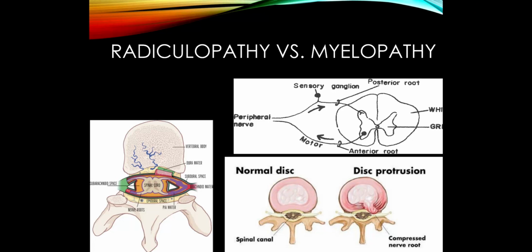Now, if there's a disc herniation and it ends up compressing on the spinal cord itself, that looks very different clinically. It's obviously much more serious, and that is called a myelopathy.